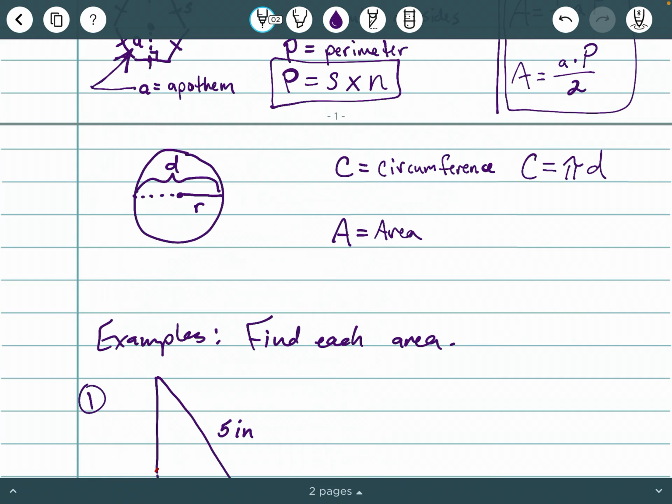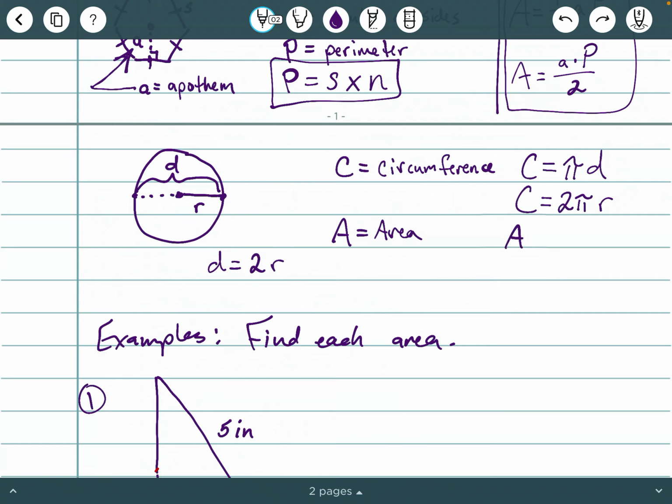accurate. Either pi times diameter, or since the diameter here, the width from one side of the circle all the way to the other side through the middle, is actually equal to twice the radius. Radius is just from the middle to the side. The other formula for circumference could be 2 pi times radius. So it really just depends which measurement you're given. If you're given diameter, use this one. If you're given radius, use that one.